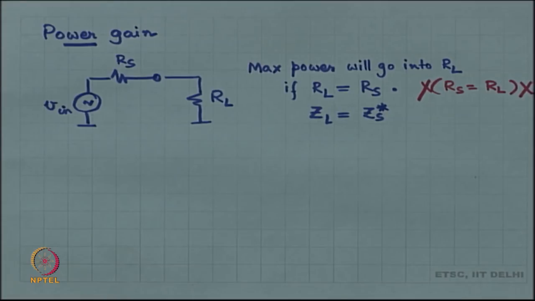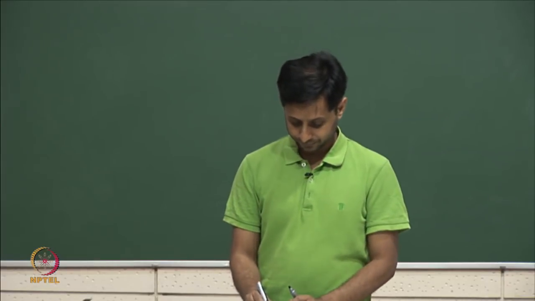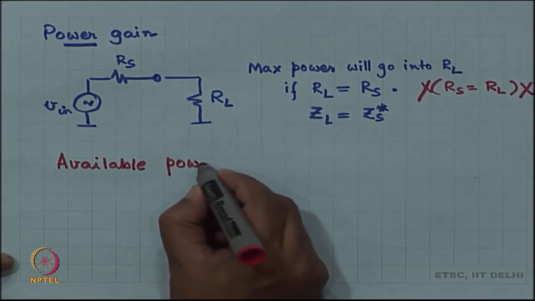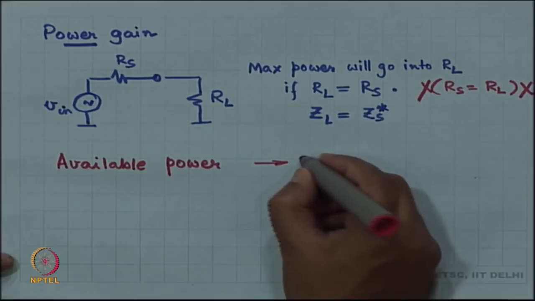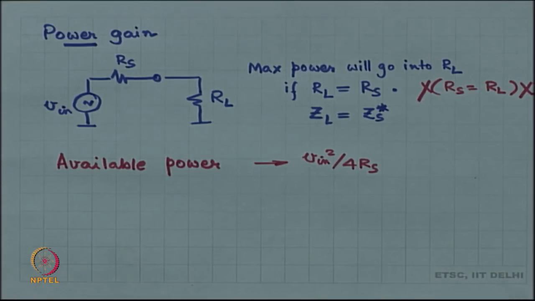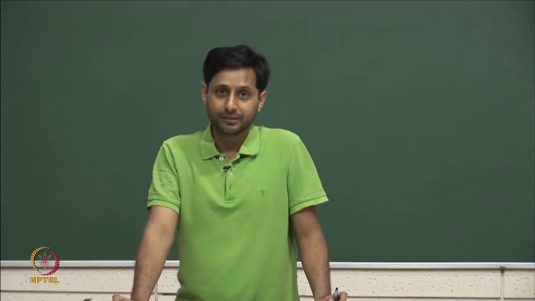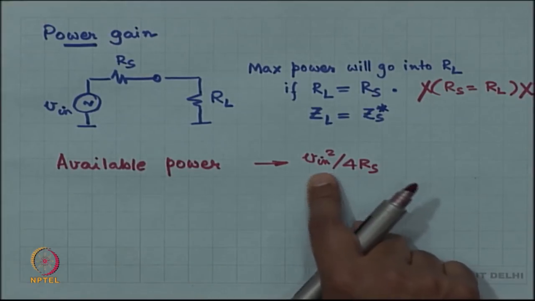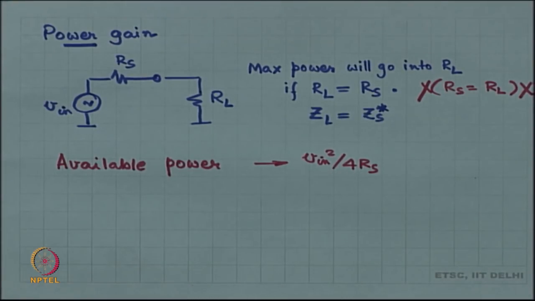Okay. But what we say is that the available power from a voltage source is Vin squared by 4Rs. This is the maximum power that you can deliver to a load RL, right. You have flexibility in choosing the value of RL, but Rs exists, right. Rs is fixed, and the maximum power that you can deliver to a load is Vin squared by 4Rs. This is called the available power from any voltage source. All right. So, this is the definition.